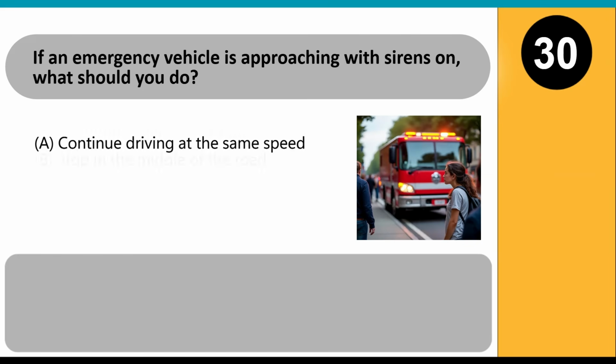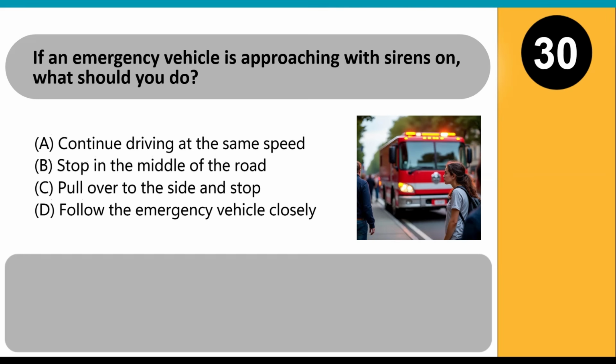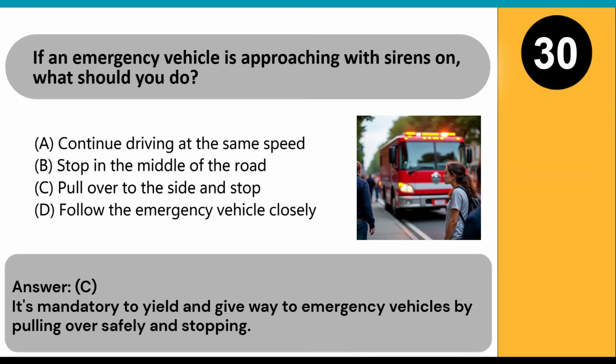If an emergency vehicle is approaching with sirens on, what should you do? A. Continue driving at the same speed. B. Stop in the middle of the road. C. Pull over to the side and stop. D. Follow the emergency vehicle closely. Answer: C. It's mandatory to yield and give way to emergency vehicles by pulling over safely and stopping.